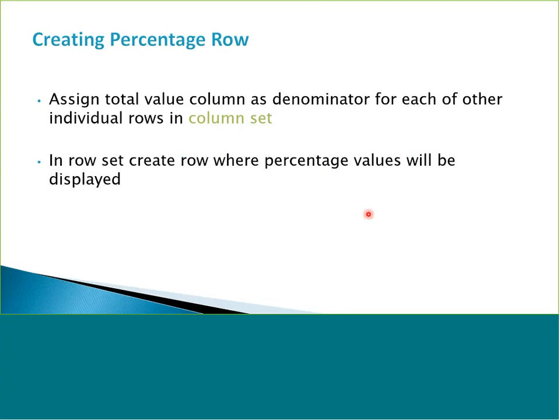So now to create a percentage row, we need to assign the total value column as the denominator. Okay, so this time it's flipped, right? When you're creating a percentage row, we need to assign the total value column as the denominator for each of the other columns. So assign the total value column as the denominator for each of the other individual columns in the column set.